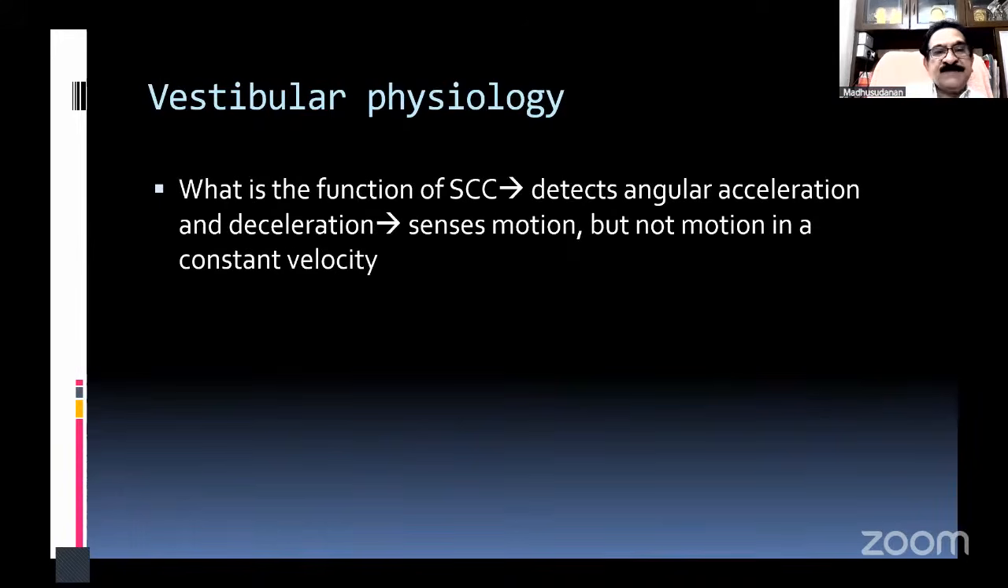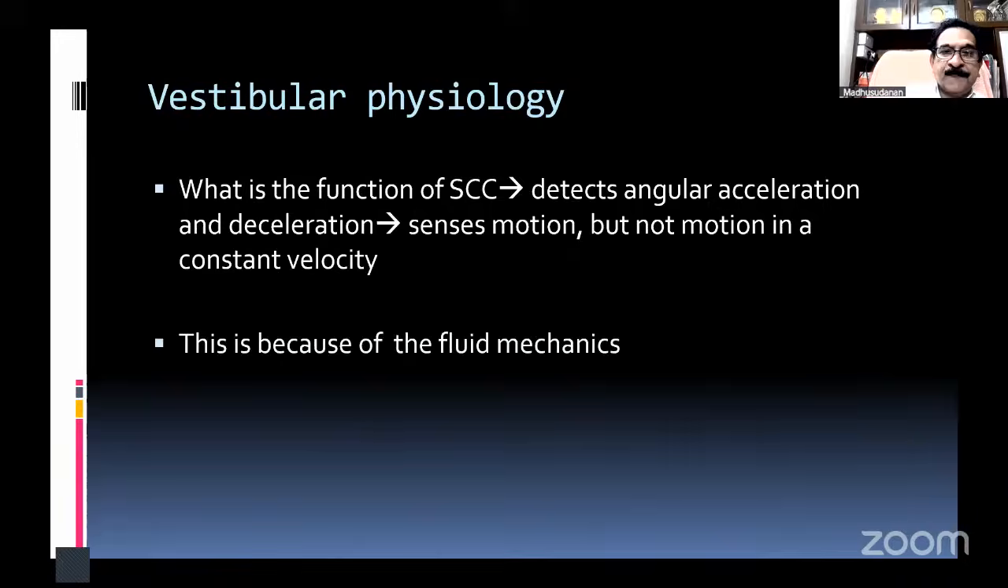What is the function of the superior semicircular canal? It detects angular acceleration and deceleration, and senses motion, but not motion at constant velocity. When the fluid is moving in a uniform pattern at uniform velocity, it will not sense. Only when it moves faster or decelerates will the ampulla be stimulated. I will be talking about that a little later. This is because of the fluid mechanics.